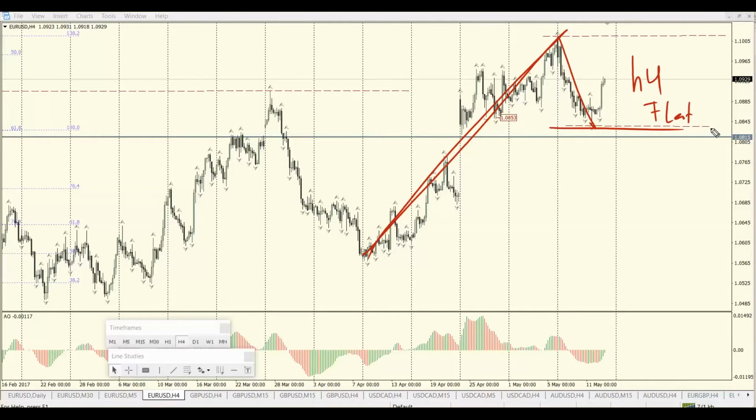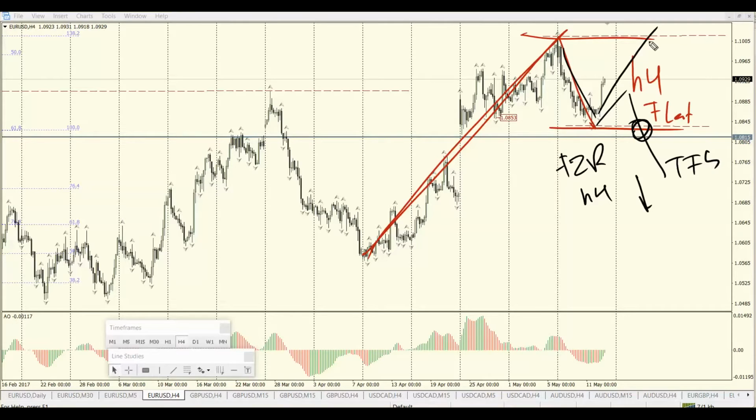Now we have 2 new reference points. The first reference point is if we break through this point down, then we will have an FZR of H4 level down, and after we do it, I can start using my trend following trading system. On the other side, if we break through this point, then we will have a new FZR up. So from that point, I can start using my trend following trading system up as well. But as long as we're between those points, the flat of H4 level will proceed, and we will see what will happen in the upcoming week.